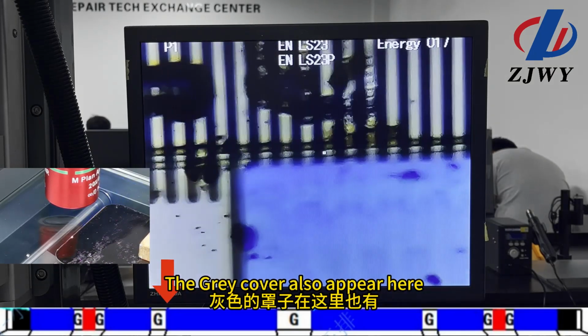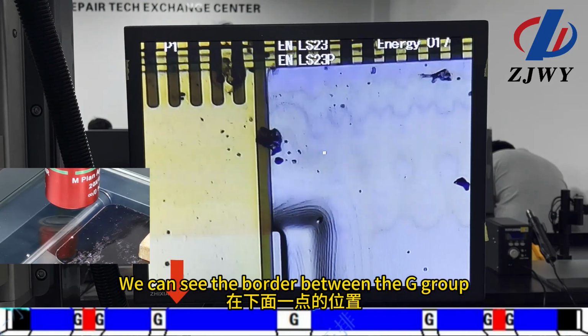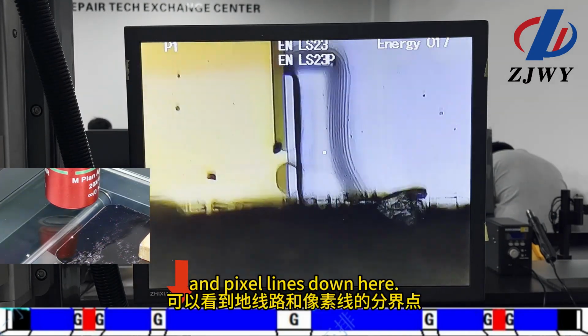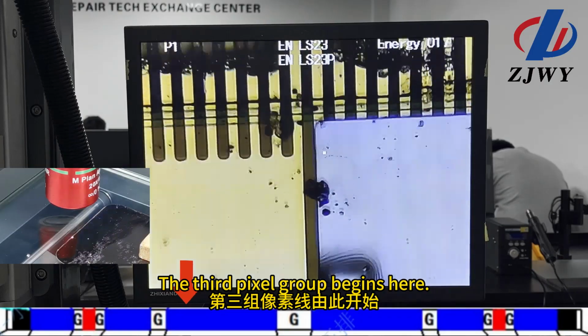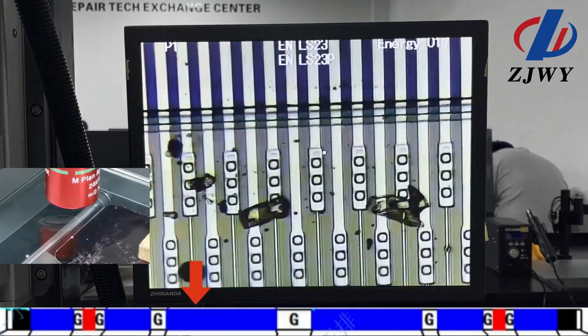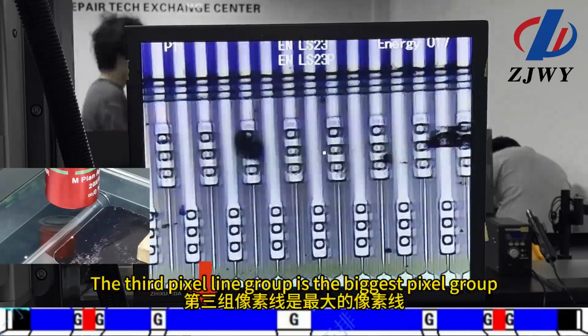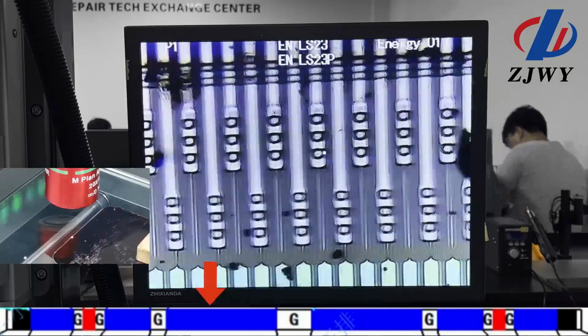The gray cover also appears here. It belongs to the third pixel line group. We can see the border between the G group and pixel lines down here. The third pixel group begins here. The third pixel line group is the biggest pixel group. It ends up with a G group.